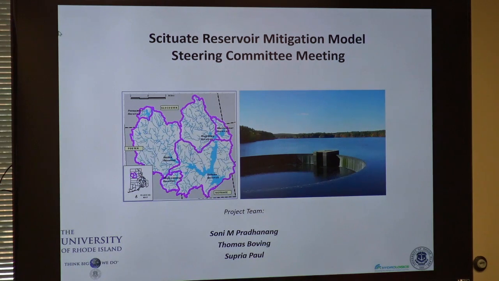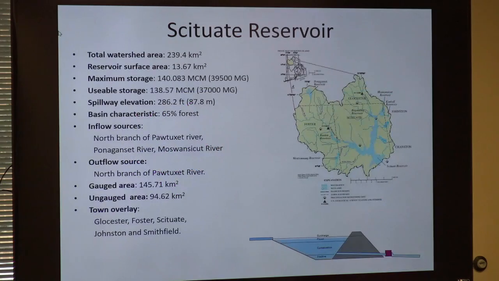The team consists of Tom Boving, myself, and Sophia, and I have a few undergrad students who've been helping out here and there with data. I'm not going to go into too much detail about Scituate Reservoir. You all are familiar with the reservoir and some of the details already. What I'm going to talk about here is the safe yield, and how that's projected to be changing with the flood, extreme events and drought in the picture.